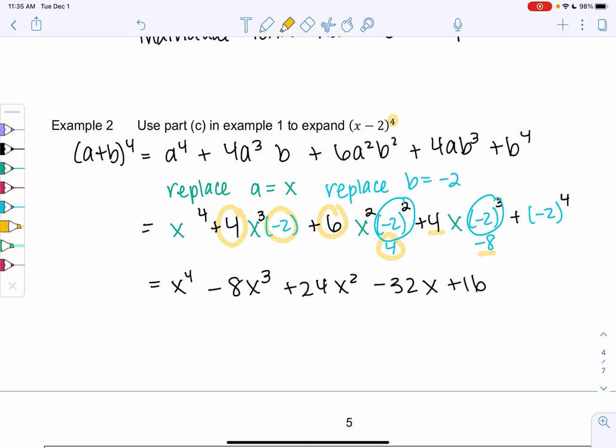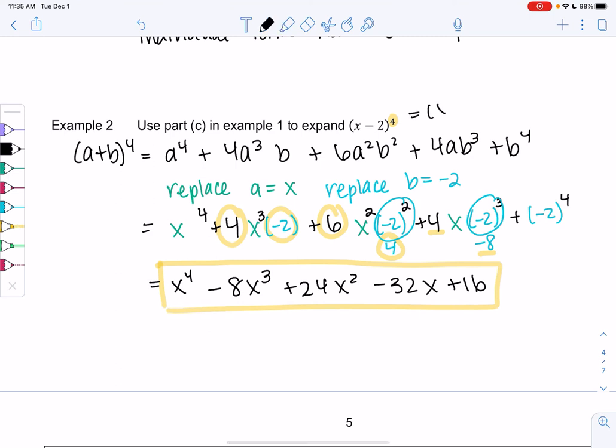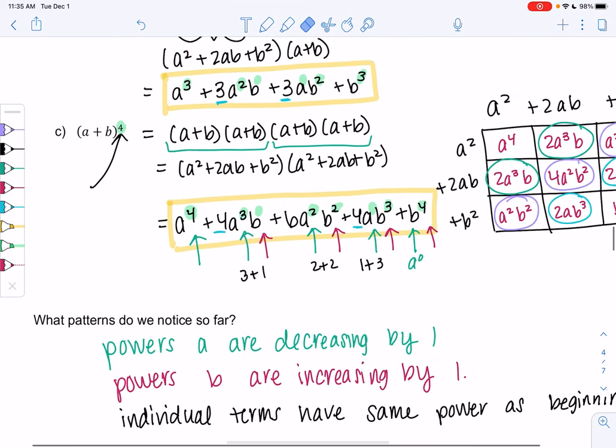And so we expanded x minus 2 to the 4th without doing x minus 2 times x minus 2, x minus 2, x minus 2. So just a different route. So what we're going to do in the next video is actually learn the formula so we can do this for any power, so that we don't have to do all these multiplications.